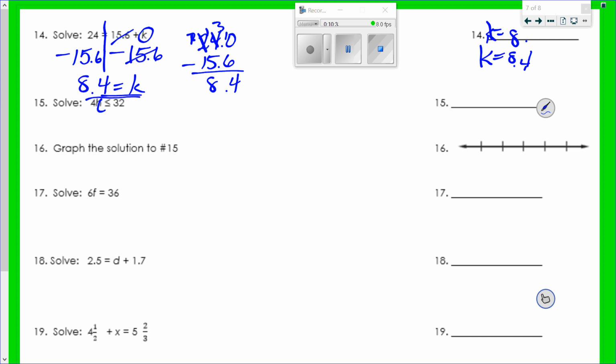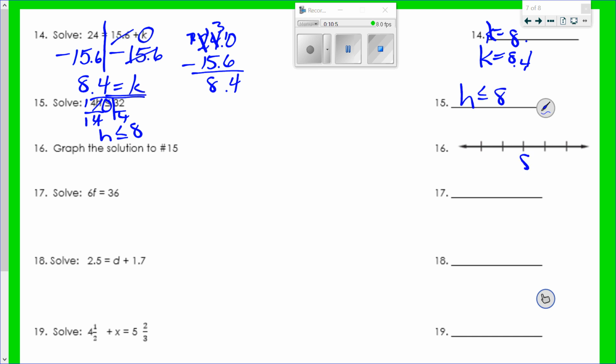Okay, again, solving. Circle your variable. The opposite of multiplying by 4 is dividing by 4. Do that on both sides. The 4's go away. Those become 1s. Do not change your symbol. 32 divided by 4 is 8. So h is less than or equal to 8.